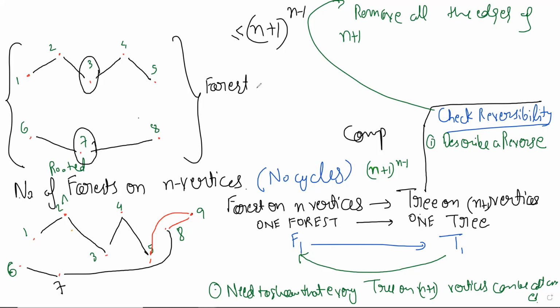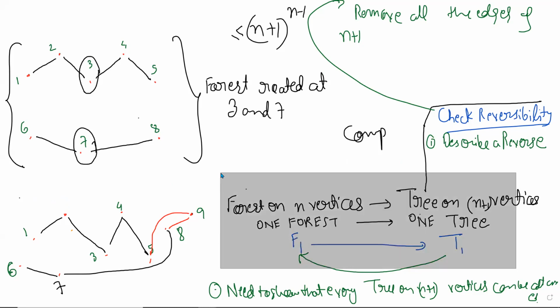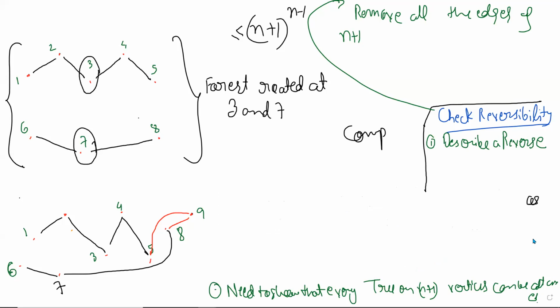Okay, so this is the forest, rooted at 3 and 7. Now my point is that when you say something is a rooted forest, this is a very important concept. Rootedness is important later on, more in algorithms. We root the trees just to make it clear that we are starting the search, depth first search and so on, from this particular vertex.